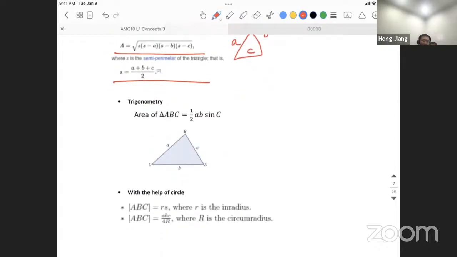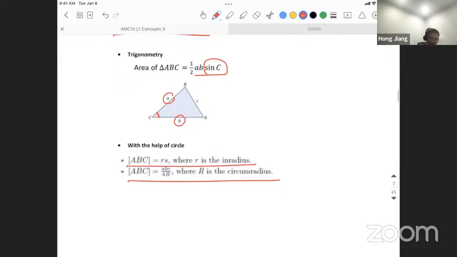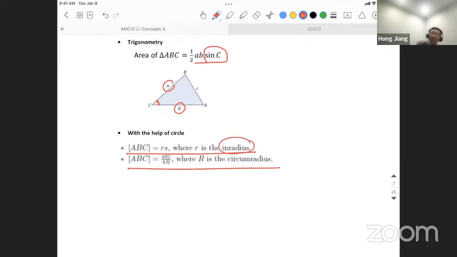The third one is using some trigonometry. It goes like this: let's say I have a triangle with sides A and B and angle C. How can I determine the area of my triangle? It's going to be one half of A times B times sine C, meaning the product of two sides and their included angle, right? Which makes sense, right? And also we can use these two things. I don't know if you guys are familiar with this or not, using the radian.